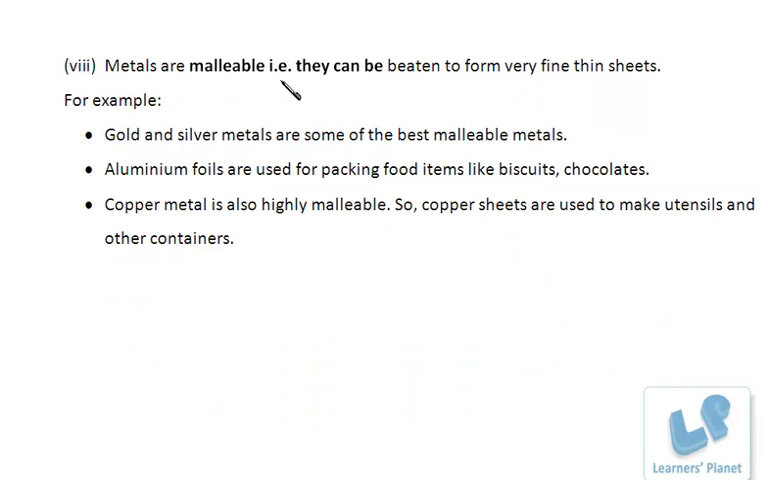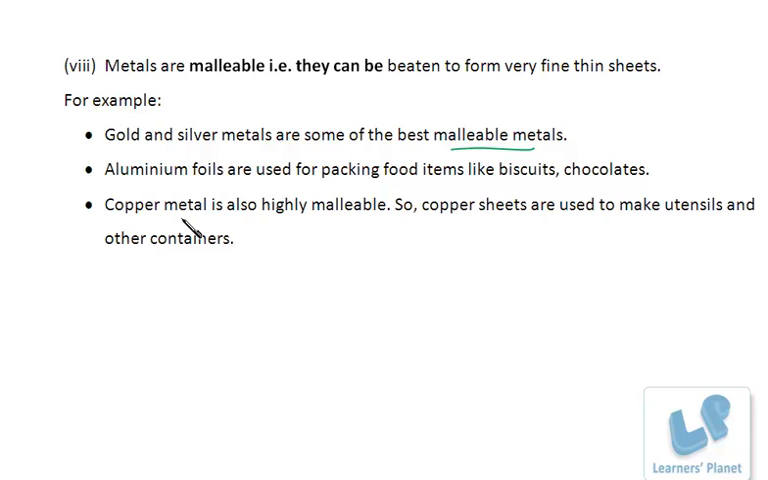Metals are malleable. That is, they can be beaten to form very fine thin sheets. You must have seen thin sheets of aluminium, thin sheets of gold. Gold can be beaten, silver can be beaten. So they are malleable. Gold and silver are some of the best malleable metals. We can form thin sheets of silver or gold. Aluminium foils you must have seen in your home. They are used for packing food items like biscuits, chocolates, even the home foil, that is also the aluminium foil that is used for packing food, right?